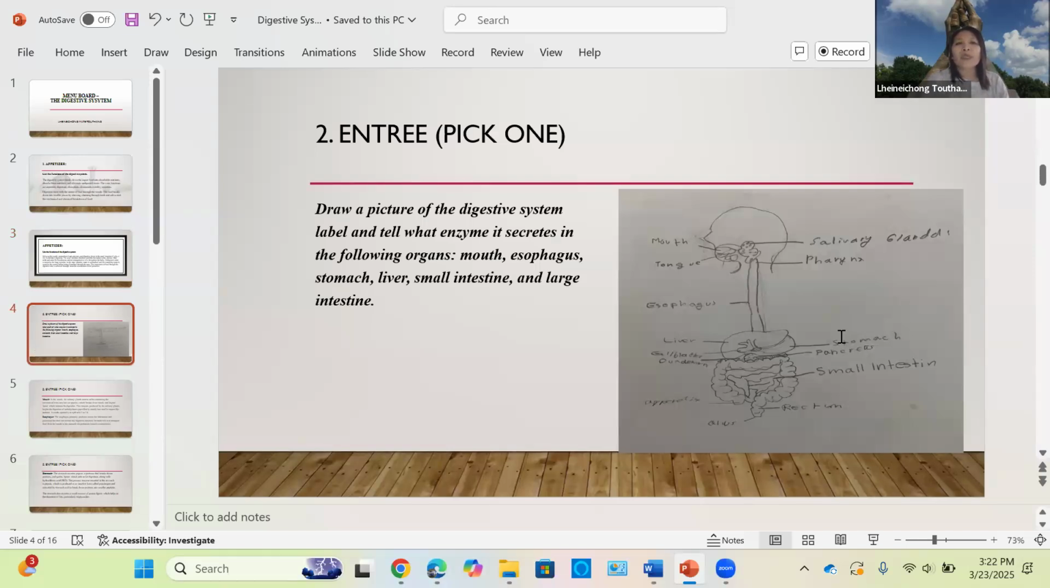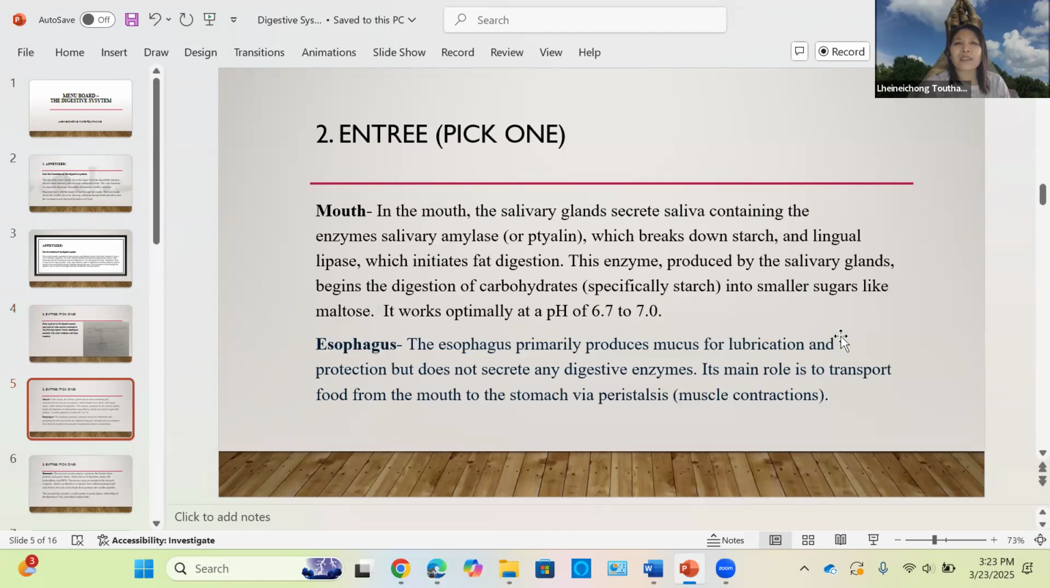And for my entry in this menu board, I select one that is drawing a picture of the digestive system. And we saw from the drawing the mouth, tongue, salivary glands, pharynx, esophagus, stomach, pancreas, small intestine, rectum, anus, and the large intestine. So in this paragraph, we'll be talking about the enzymes that are secreted from organs like the mouth, esophagus, stomach, liver, small intestine, and large intestine.